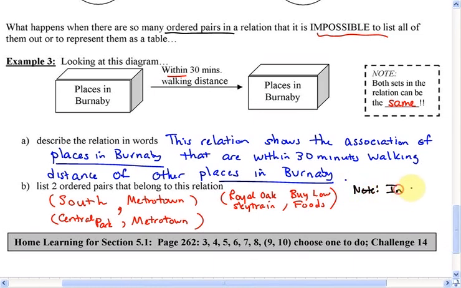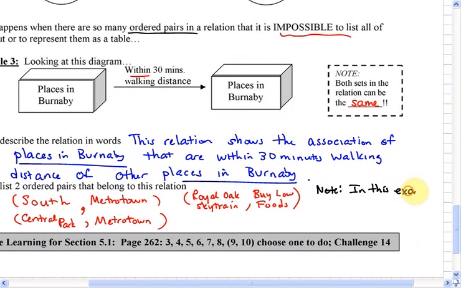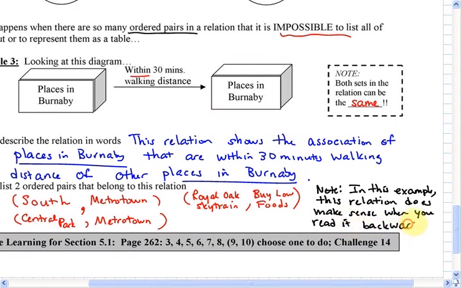Note, in this example, I'll say that this relation does make sense when you read it backwards. And therefore direction, what should I say? Reversed, ignored? Therefore direction doesn't matter, I'll say. Doesn't matter. Void, that sounds so nasty. Null and void direction.